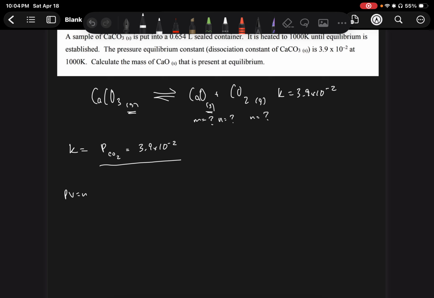Okay, so we'll use PV equals nRT. n equals PV over RT. And we know pressure, so this is going to be CO2 pressure, 3.9 times 10 to the negative 2, multiplied by volume 0.654, divided by this. Wait, hold on. What units is 3.9 times 10 to the negative 2? It doesn't even say what pressure it is. Do we just assume atm? I guess so.